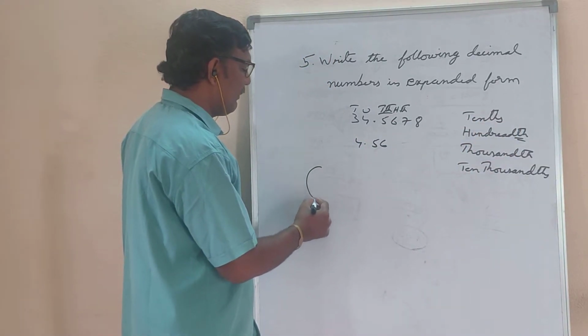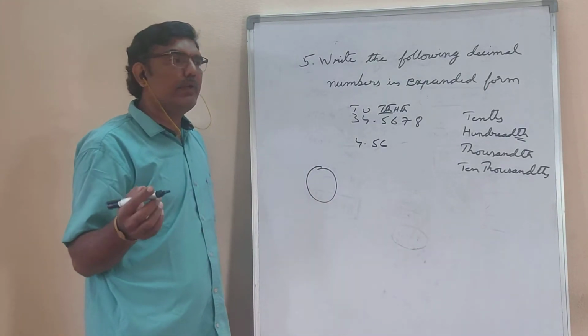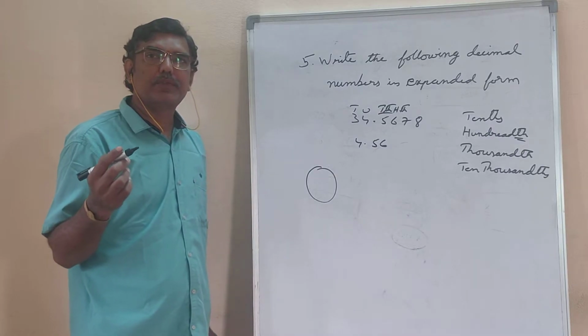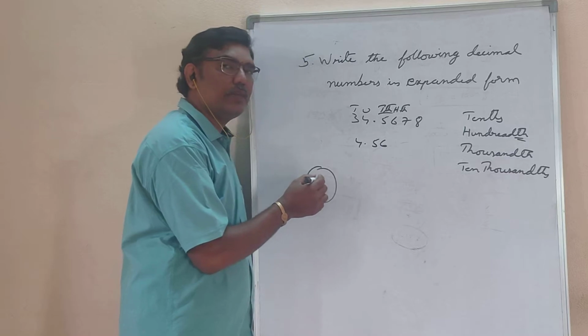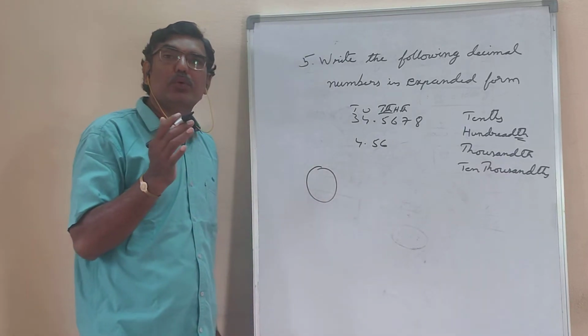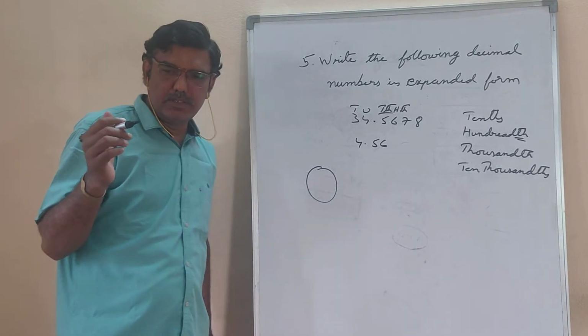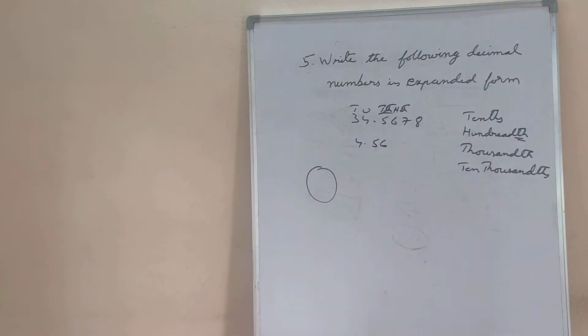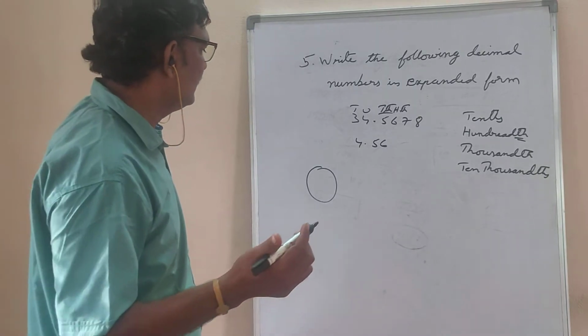We should know the meaning of tenth. See, you purchased one apple or one cake, and your family members are 10. What you will do is cut this cake into 10 equal parts. After cutting into 10 equal parts, if you take only one part, then that part is called 1/10.